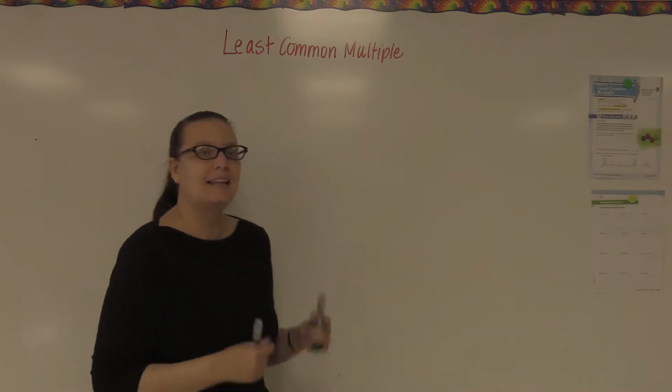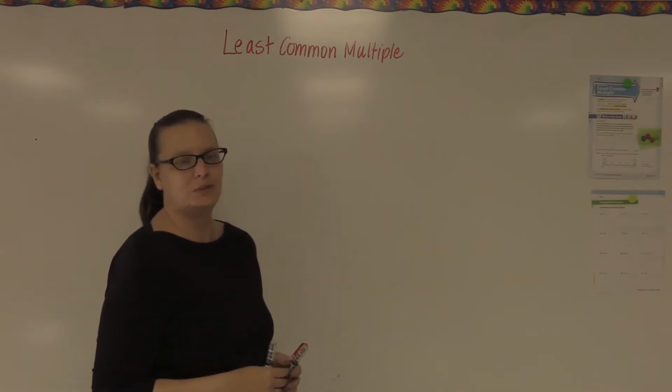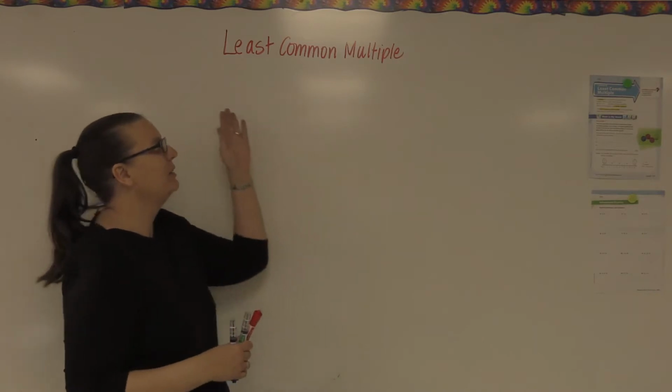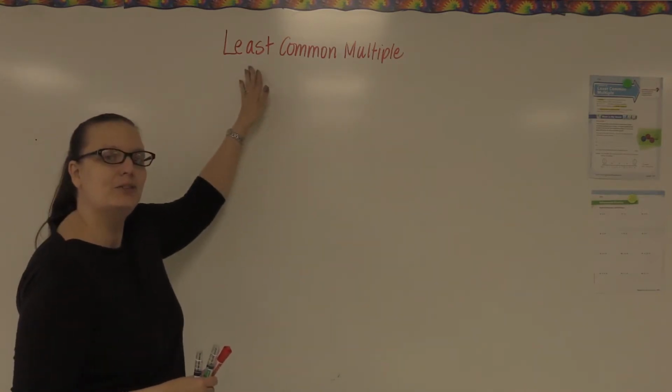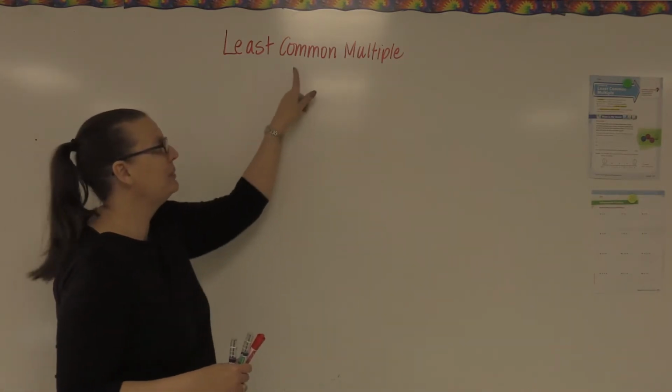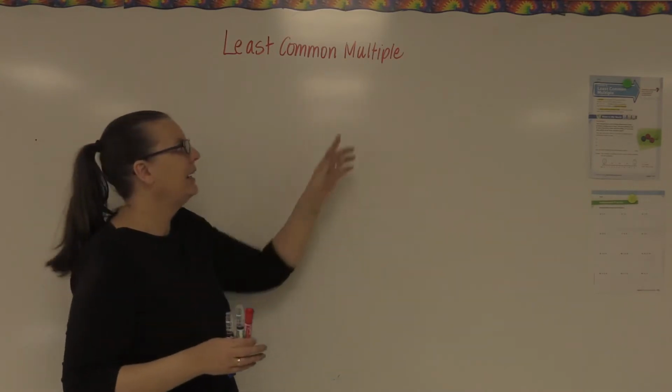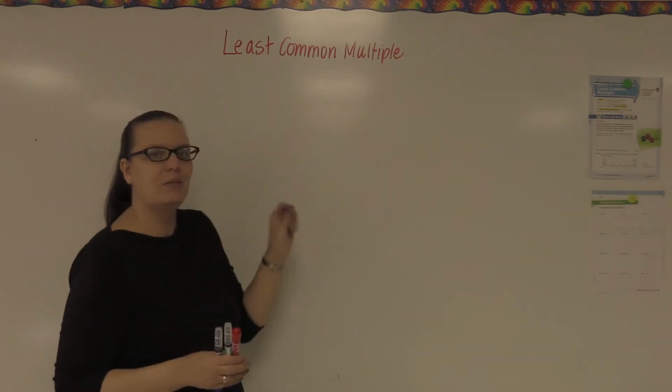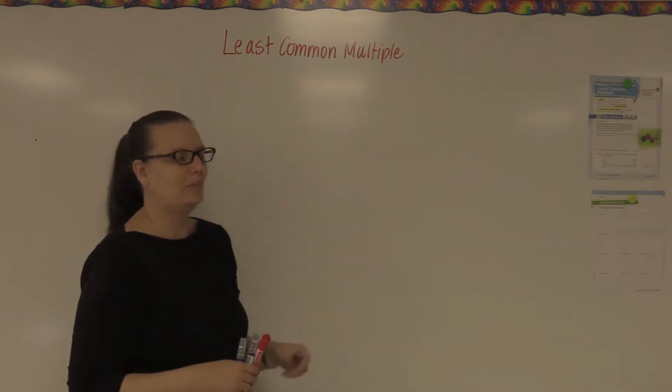All right, guys, this lesson is all about least common multiple. Now, we want to take a look at what this phrase is. We have least, which means the smallest. Common means something that two numbers share. And multiple is any number that number has been multiplied by.